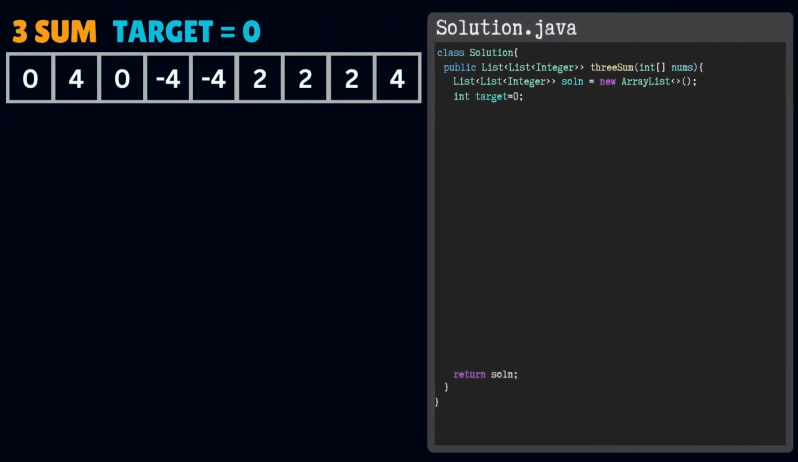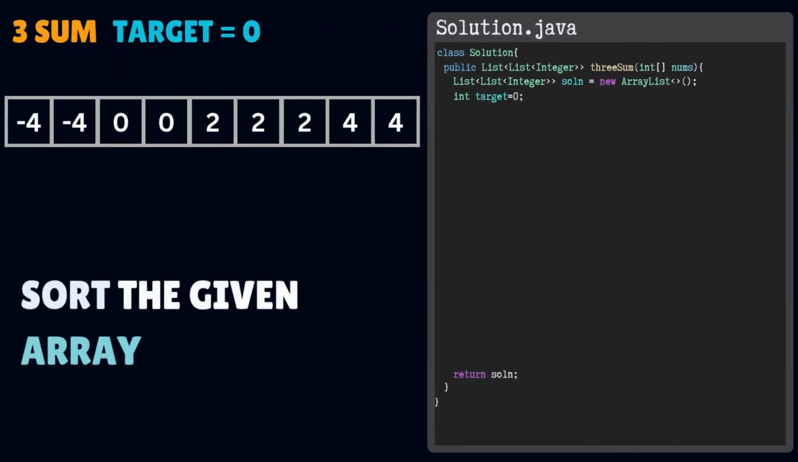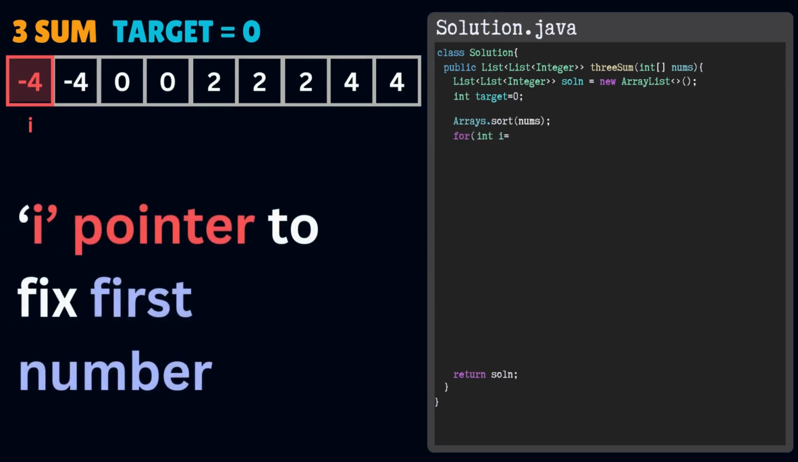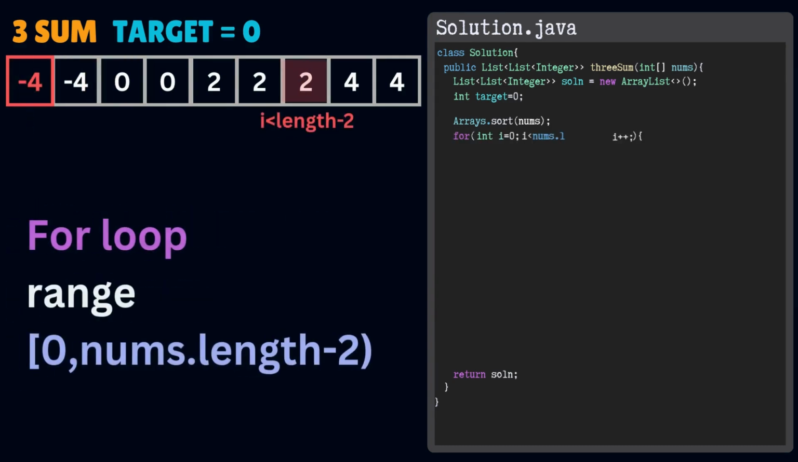First thing, always sort the array, because a sorted array helps us apply the 2-pointer logic easily. Next, we create a for loop. We use i to fix the first number of our triplet. We go till length - 2, because we need at least 3 numbers to make a triplet.